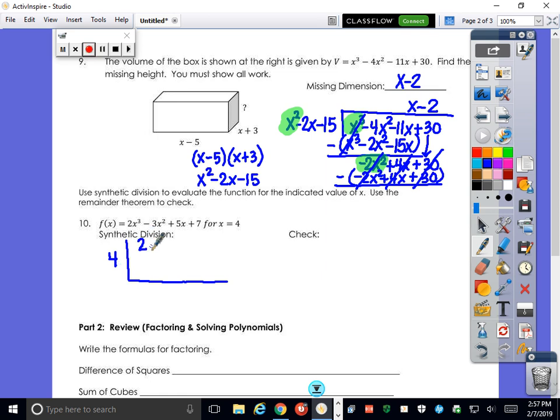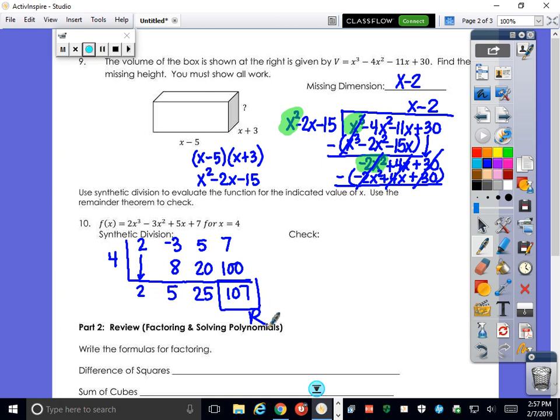Our coefficients are 2, negative 3, 5, and 7. We're going to bring that 2 down. Times 4 is 8, minus 3 is 5. Times 4 is 20, plus 5 is 25. Times 4 is 100, plus 7 is 107. So this is our remainder right here.